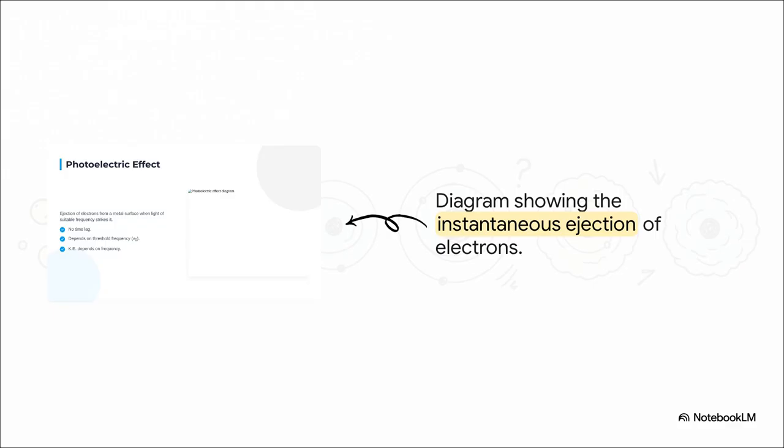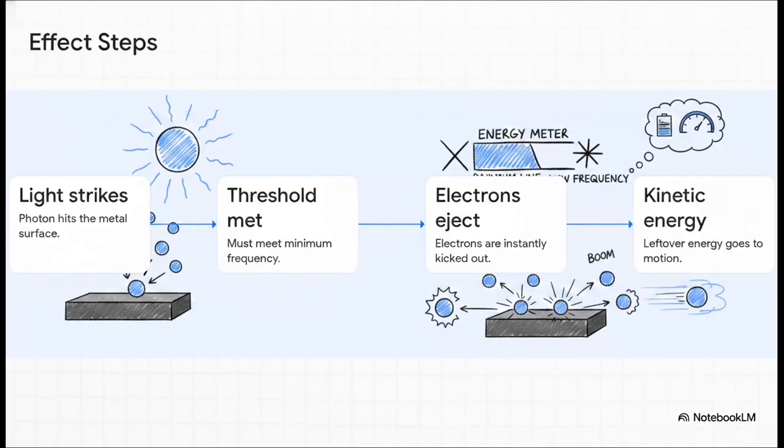Think about it. If light was just a gentle, continuous wave washing over the metal, it should take some time for the energy to build up before an electron finally pops off. But it happened the absolute millisecond the light hit. Why? Because light is acting exactly like particles. It's like photons are playing billiards with the electrons.